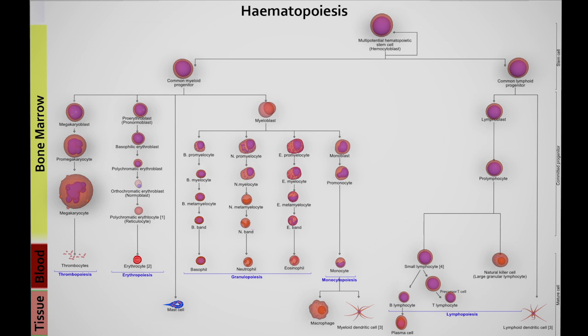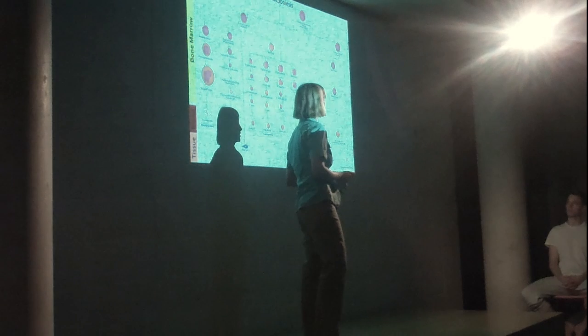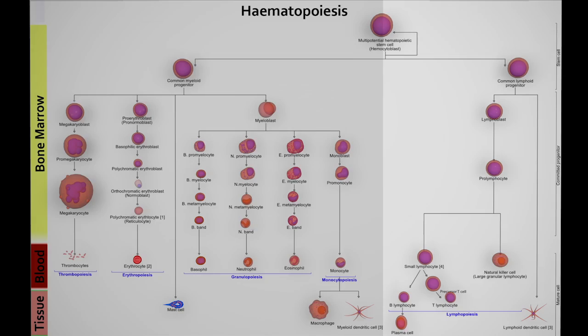And the hematopoietic stem cell goes to the mature cells by two possibilities. Either she goes by the myeloid lineage, or she goes by the lymphoid lineage. And if she goes by the myeloid lineage, she will form the platelets, the red blood cells, and the myeloid cells of the white blood cells. But if she goes by the lymphoid lineage, she will form the lymphocytes.